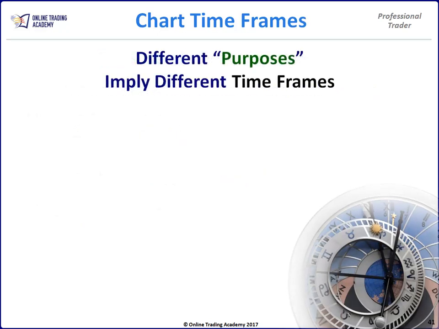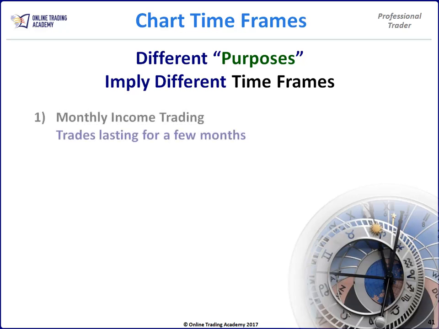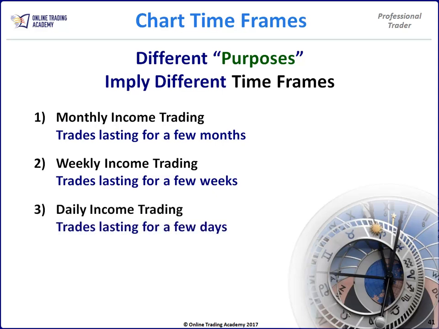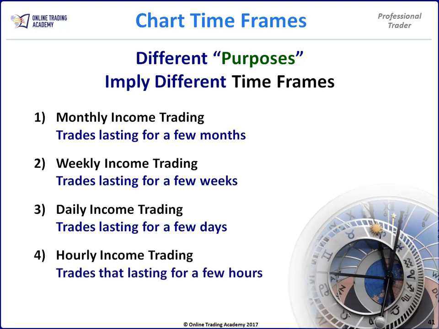Depending on your trading purpose, this will determine the time frames that you're using. If you're a monthly income trader, your trades will be lasting for up to a few months. As a weekly income trader, your trades are going to be lasting for up to a few weeks. As a daily income trader, these trades will last for up to a few days. And as an hourly income trader, the trades can be expected to last for up to a few hours.